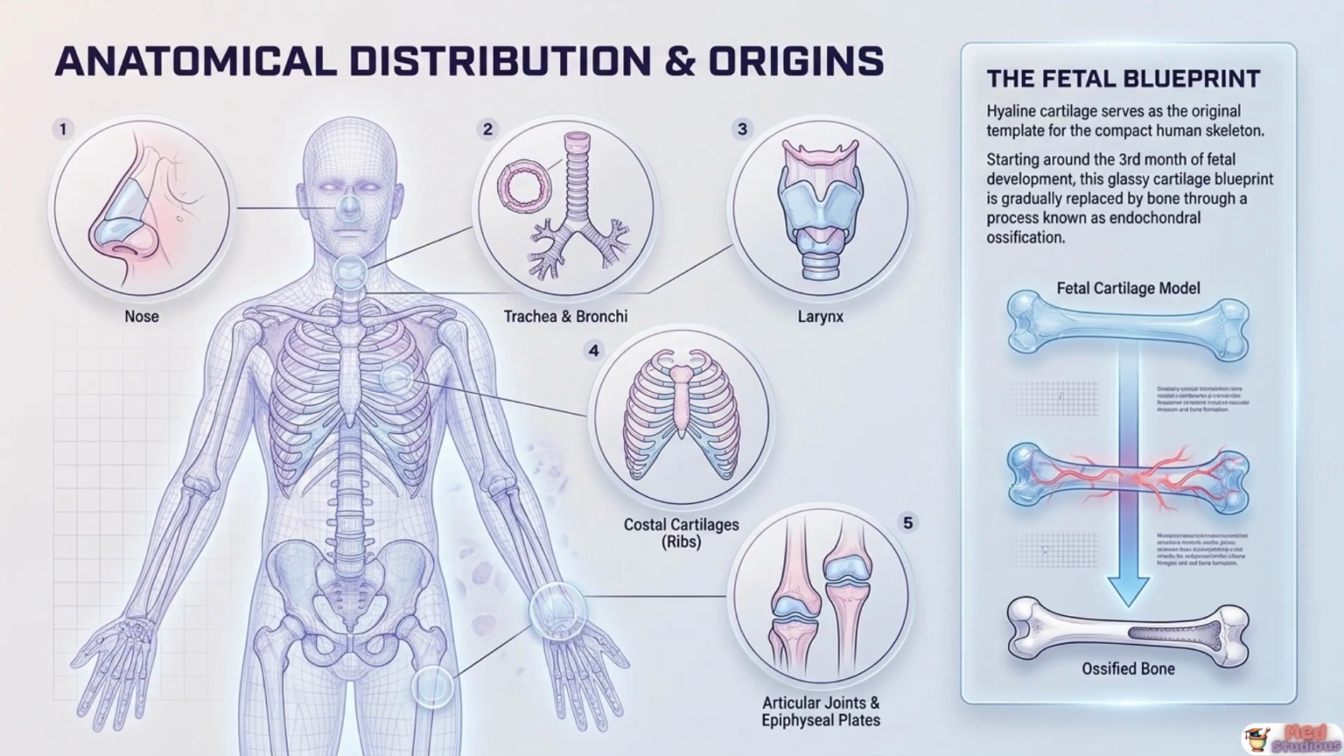Location 5, and clinically the most important, is the articular surfaces of synovial joints and the epiphyseal growth plates of developing long bones. The developmental role of hyaline cartilage is extraordinary. Starting at approximately the third month of fetal development, the entire future skeleton exists as a miniature hyaline cartilage model. This fetal cartilage blueprint is then systematically replaced by bone through endochondral ossification, a process where the cartilage template is invaded by blood vessels and osteoblasts and converted into permanent bone matrix.